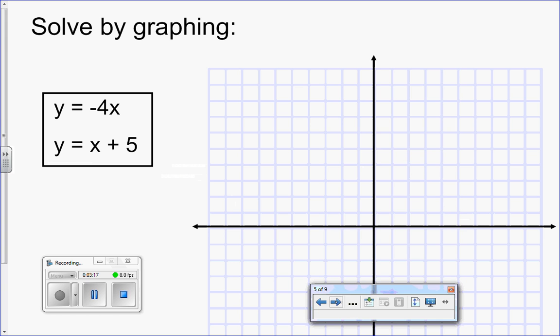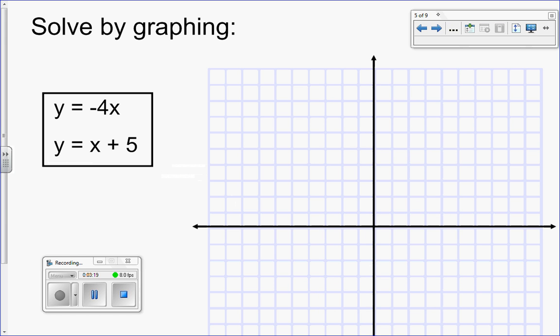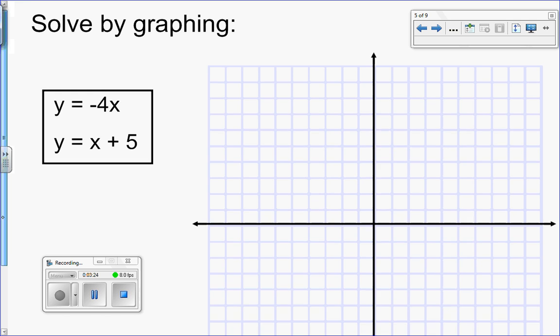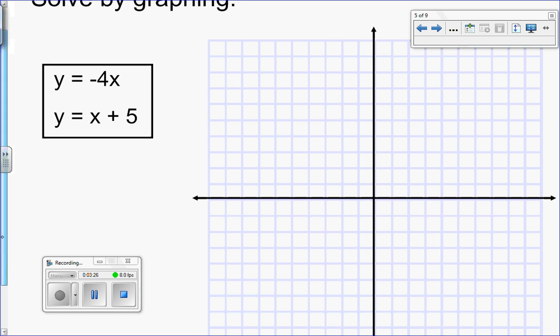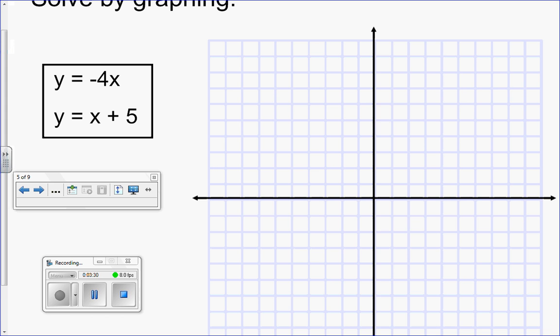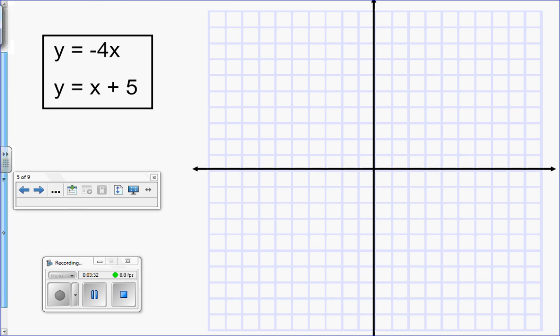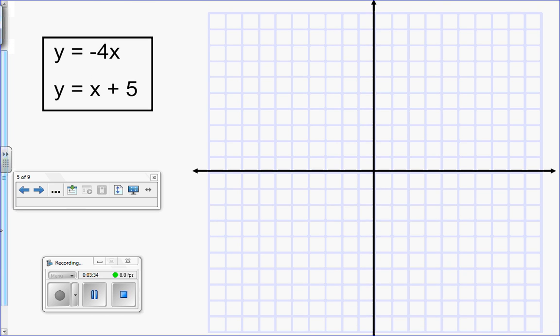So what I want you to do is try and graph this system right here. If you don't have any graph paper, look online and try and maybe print some off. If you have any extra sheets of graph paper from previous lessons in your notebook or in your folder, you could use those as well.